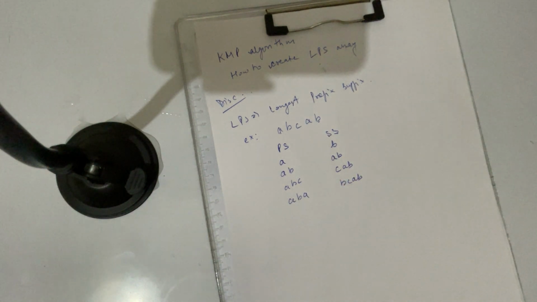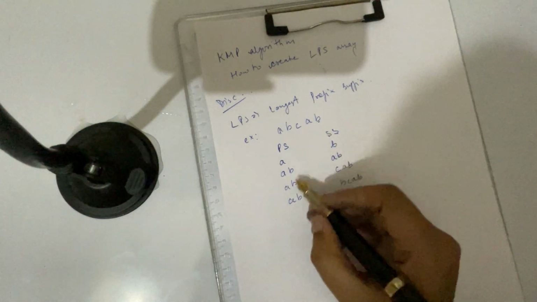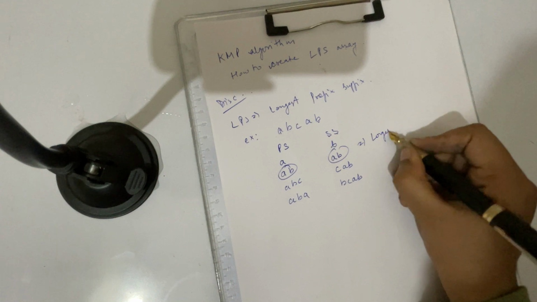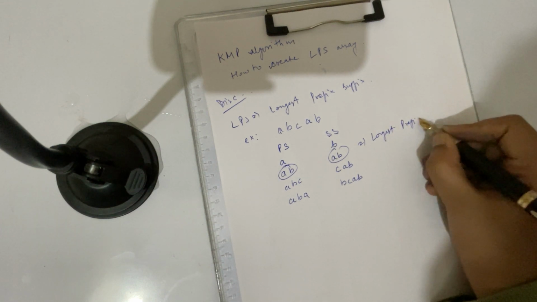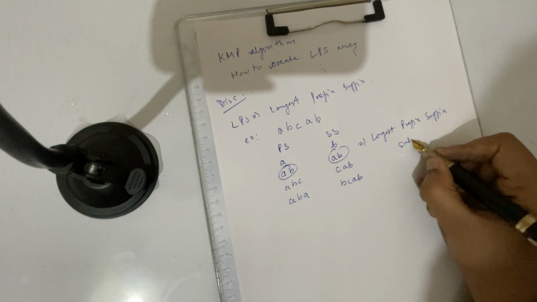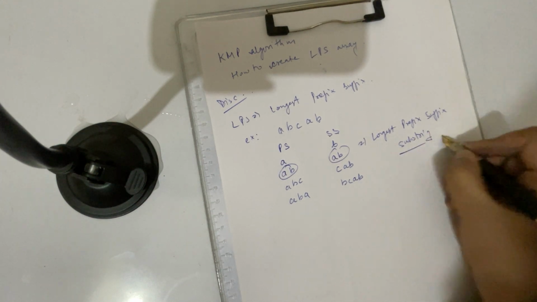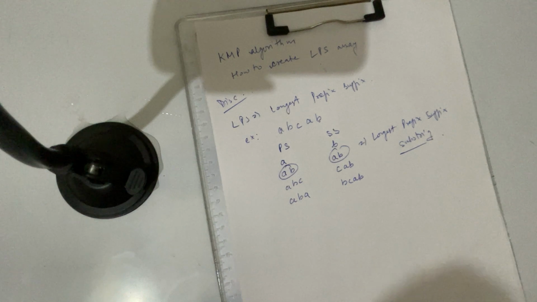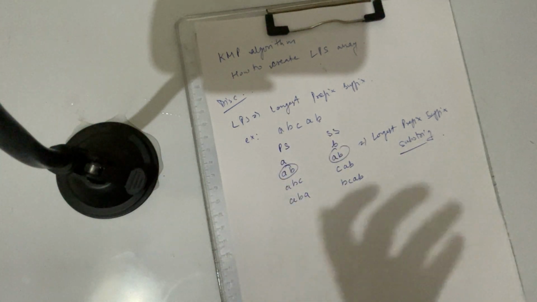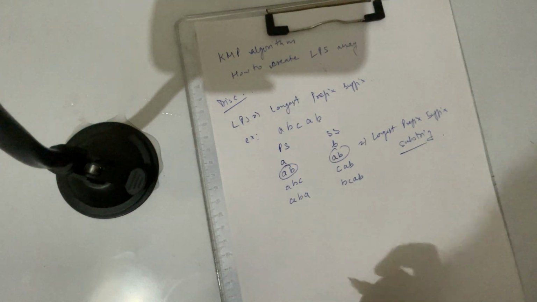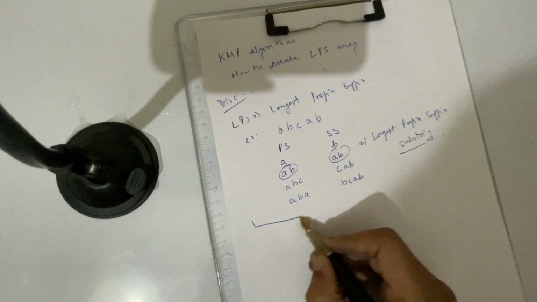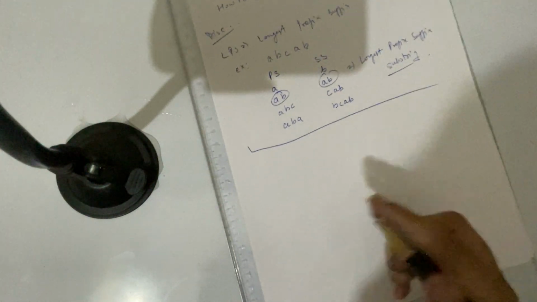Can you see any string which is common here? I see one string, which is A B. So I can say this is the longest prefix suffix substring. So we have to come up with a way of finding the LPS for every substring actually. So yes, let's drill down to that.